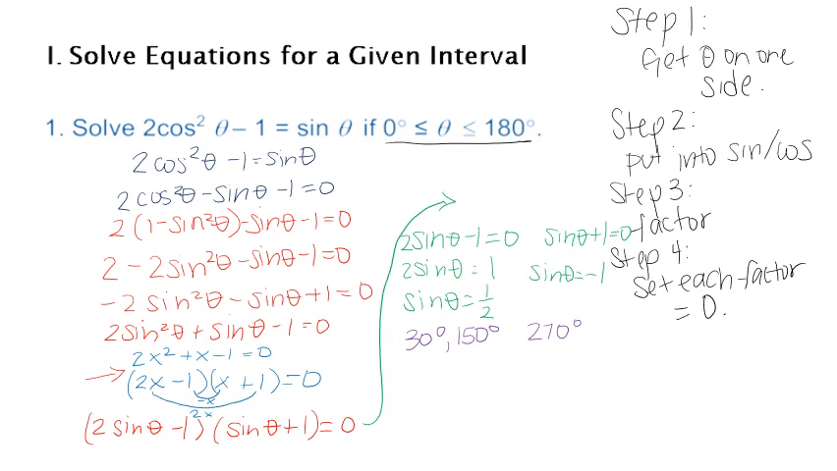However, we have to be aware that we are looking for answers over a given interval. So we only want answers between 0 and 180 degrees, which means that 270 is not going to be a valid answer. So we would be looking at those 2 answers.